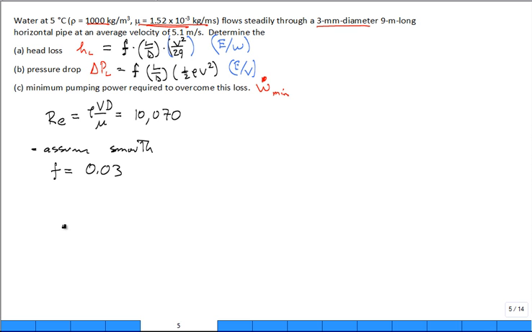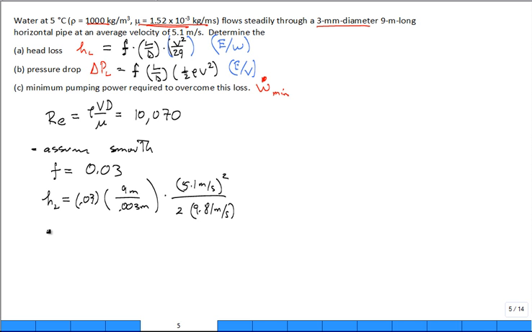So you go to the head loss equation that I wrote up there. You have 0.03. You have the length of the pipe, which was 9 meters. You have the diameter, 0.003 meters. You have to get the lengths both in meters, right, so that they'll cancel. Times V squared, which is 5.1 meters per second squared, divided by 2 times 9.81. And we find that that head loss is very large, almost 120 meters.